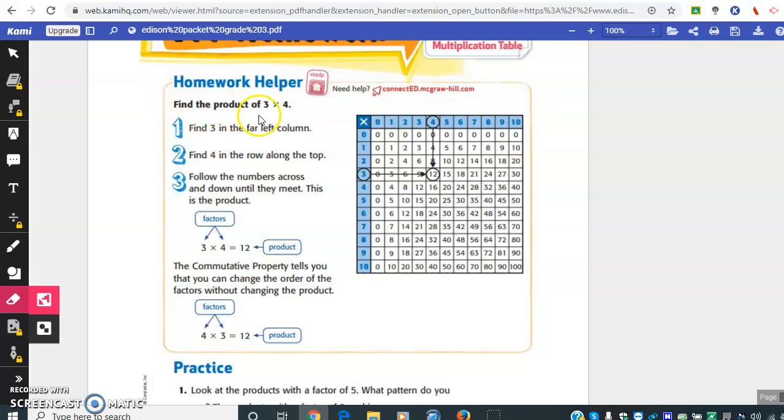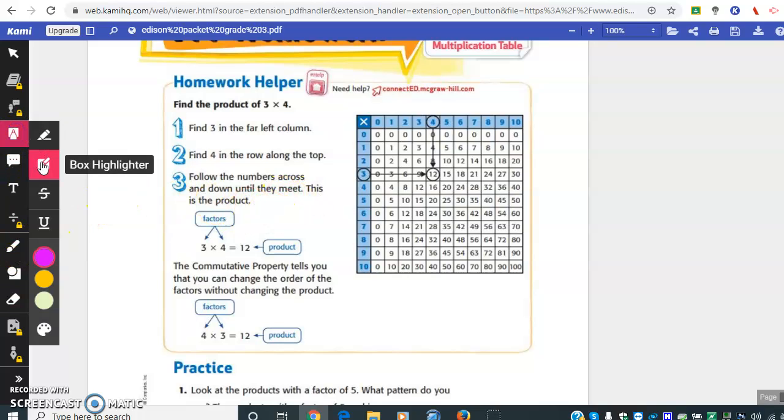The first thing that they say here is that they want us to find the product of 3 times 4. They want us to find 3 in the far left column, this blue column right here. So they've circled the 3. Then they want us to find 4 in the row along the top, this blue row up here, and they circled the 4. And then they want you to follow the numbers across and down until they meet. This is the product. So I'm going to use my highlighter to show you how. If we trace all the 3's across until the 3's meet the 4's, we get our answer, and the answer is 12.